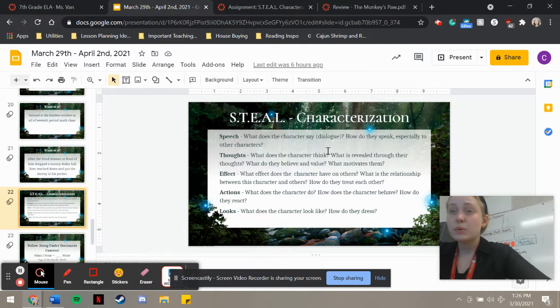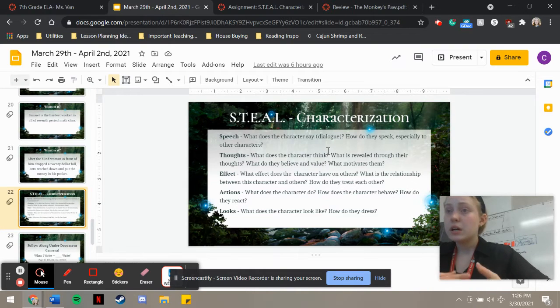We can look at their effect, what effect they have on other characters. Do they make another character nervous? Do they make another character uncomfortable? What is the relationship between this character and others? How do they treat each other? And actions, what does the character do? This is one of the biggest ones and one of the most important things that drives a plot in a story. How does the character behave? How do they react? What do they do?